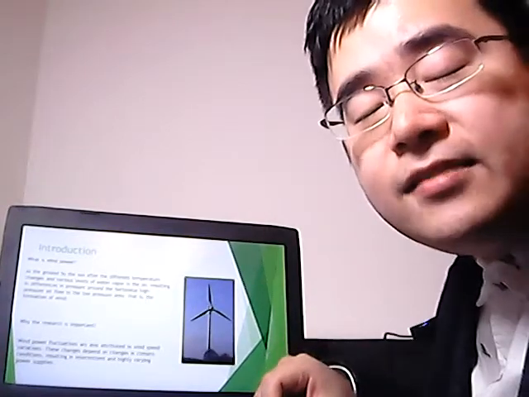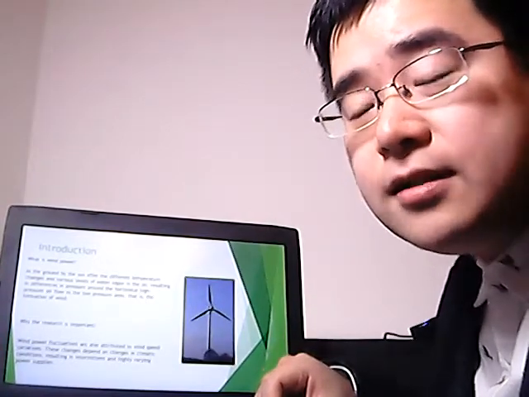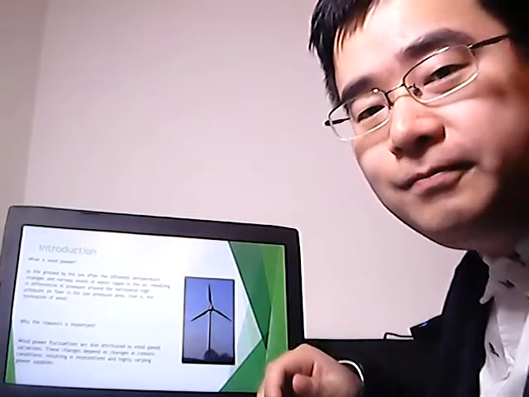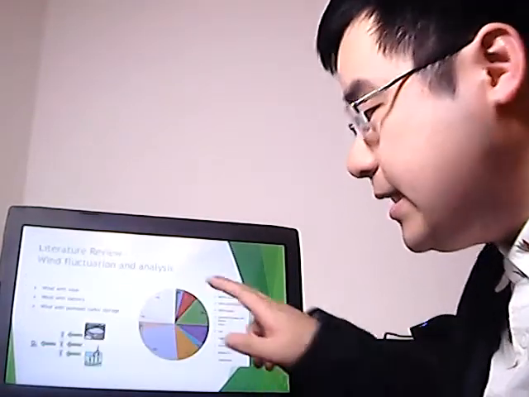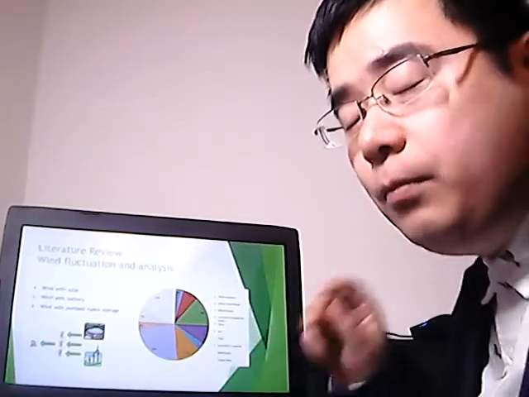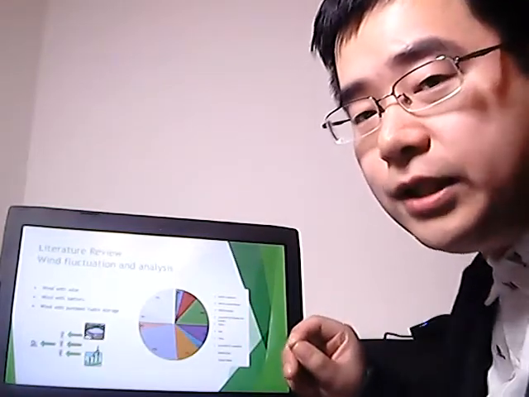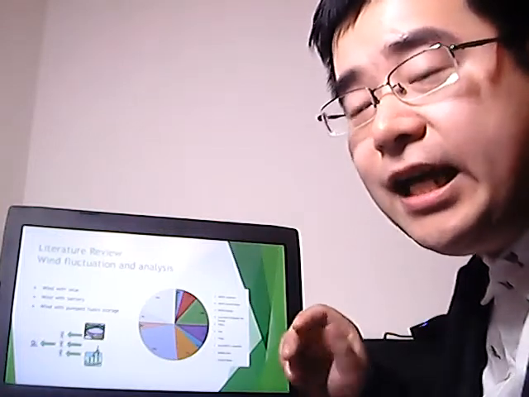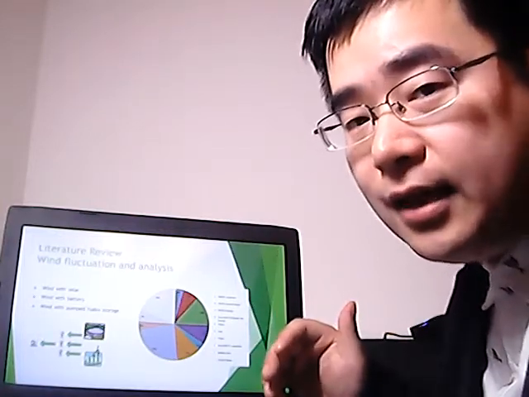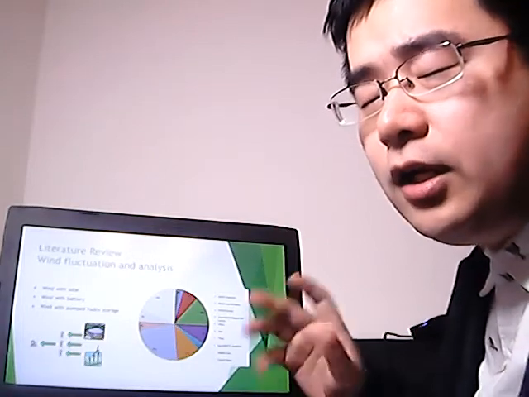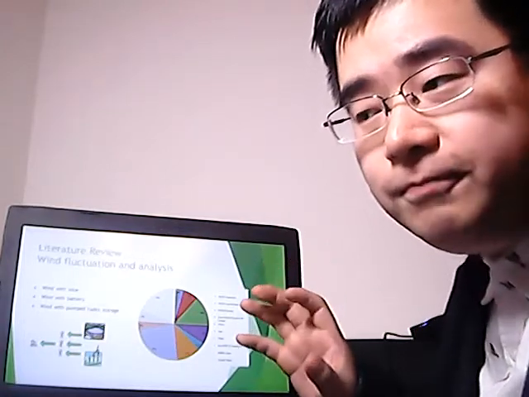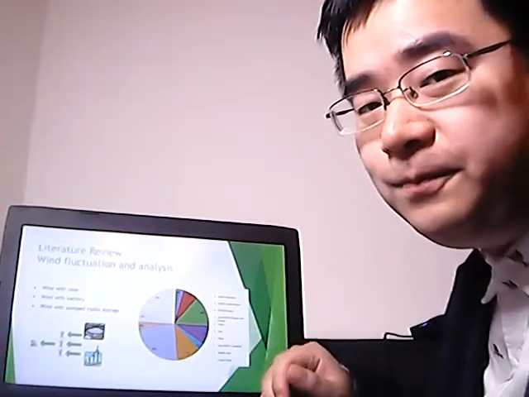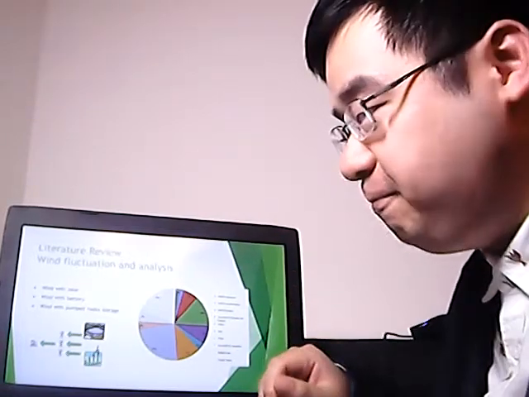So why is it very important to study the storage of wind power? As we can see in this pie chart, most of the wind power in the world is generated in Asian and American countries, and there are a lot of wind farms in Australia, which I will mention later.